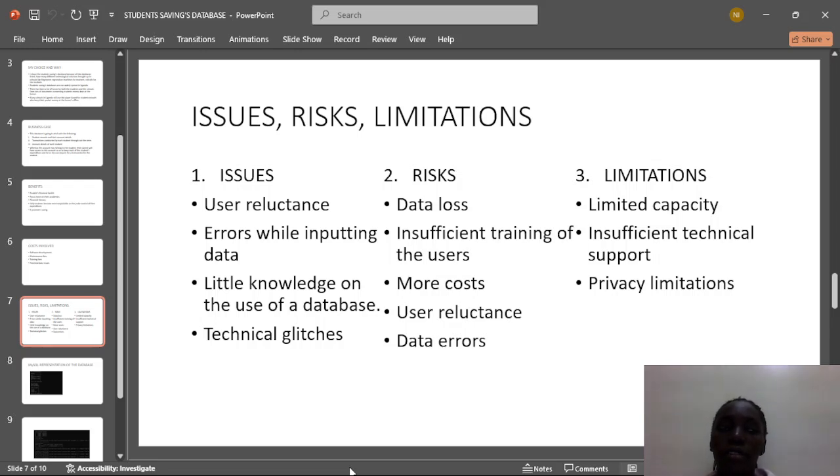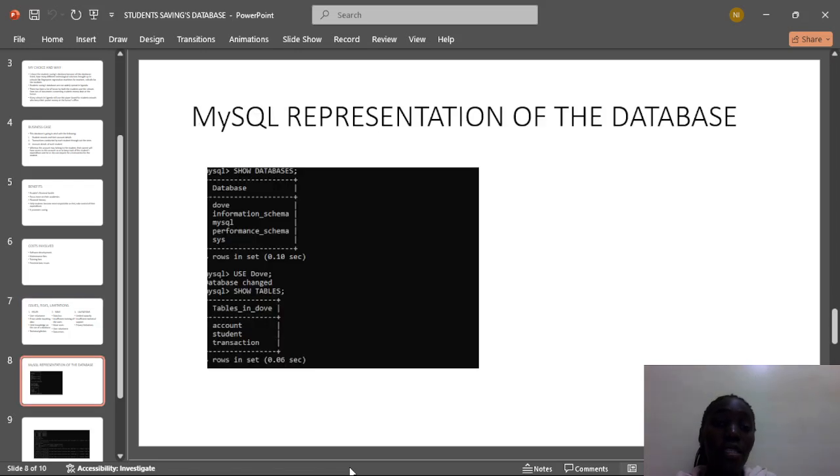Some of the limitations: the database might have a limited capacity, as if many people are using it at the same time, there might be some system downtime. Then insufficient technical support, as the people who might be in charge of the database may not have a lot of knowledge about the technical use of the database itself. Then there might be some privacy limitations.